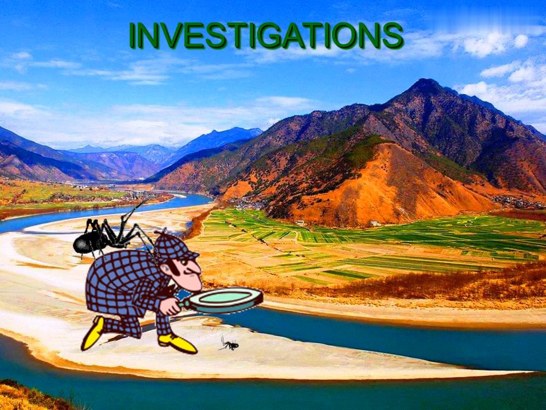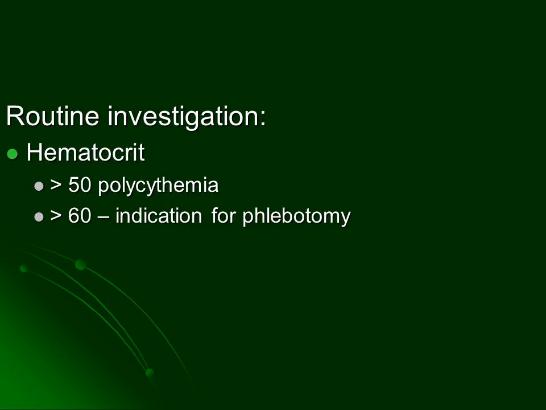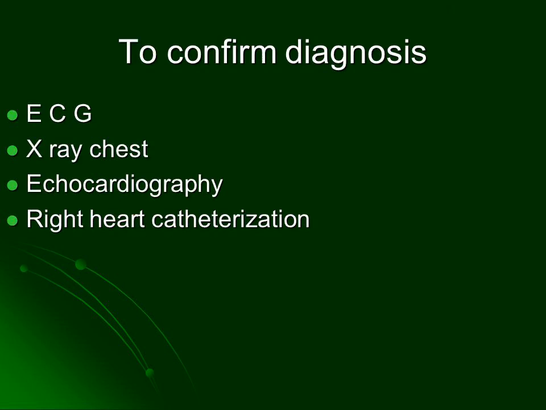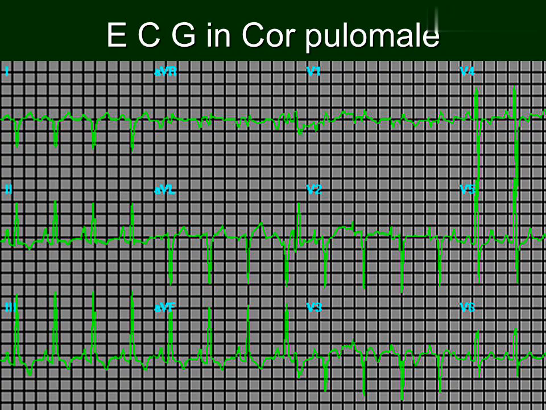Investigations. Routine investigation: hematocrit greater than 50 indicates polycythemia; greater than 60 is an indication for phlebotomy. To confirm diagnosis: ECG, chest X-ray, echocardiography, right heart catheterization.